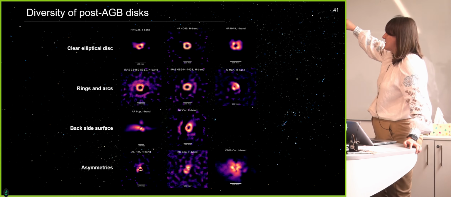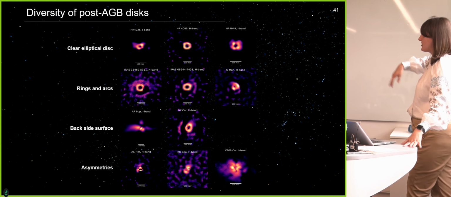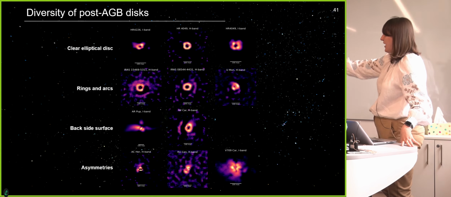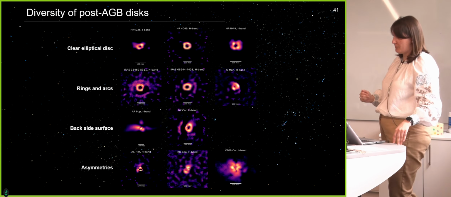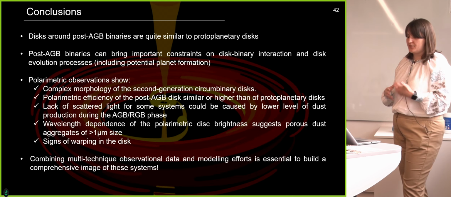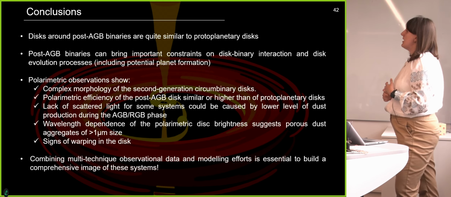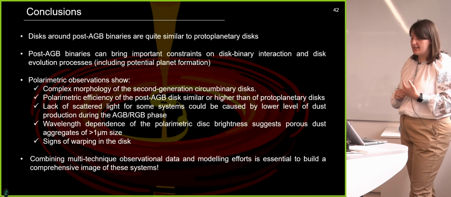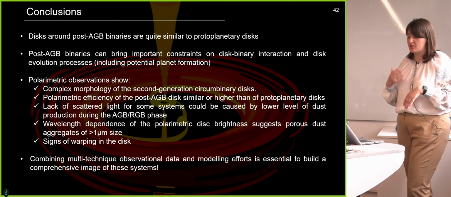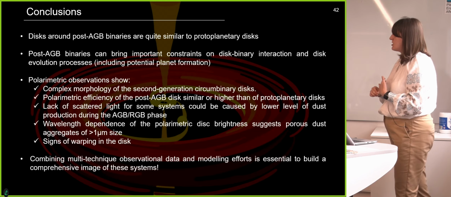So we have disks that are just clearly elliptical and nothing else is going on around. We have some rings and arcs. We have also resolved backside surfaces for 2 targets, and we have some disks that are just asymmetric and more complex than others. So, in conclusion, we have achieved for the first time direct imaging and polarimetry of disks around post-AGB binaries, and our findings highlight the significance of post-AGB binary systems in understanding the disk formation process, disk-binary evolution, and interaction in disk dynamics across the HR diagram.